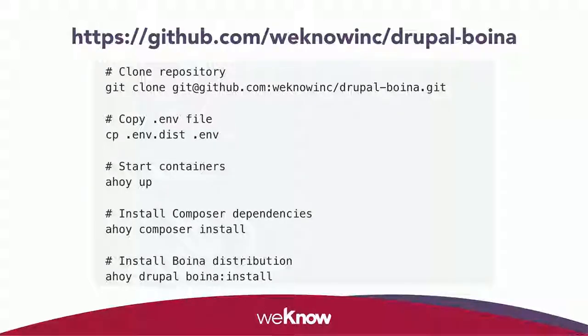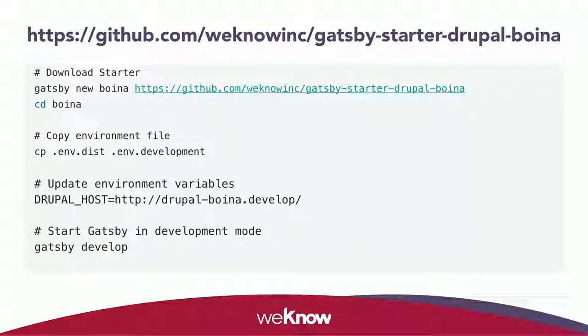But how about the Gatsby part? Gatsby has something called starters, which is pretty much like a distribution. It's like a flavor of Gatsby. We also have this one, and we also call it Boina, because we like the name. To get this in your system, Gatsby has a CLI, so Gatsby new, then you give it a name for where the directory will be, and then pull the repository. From there, copy the environment variable, and change the host name if you want to.